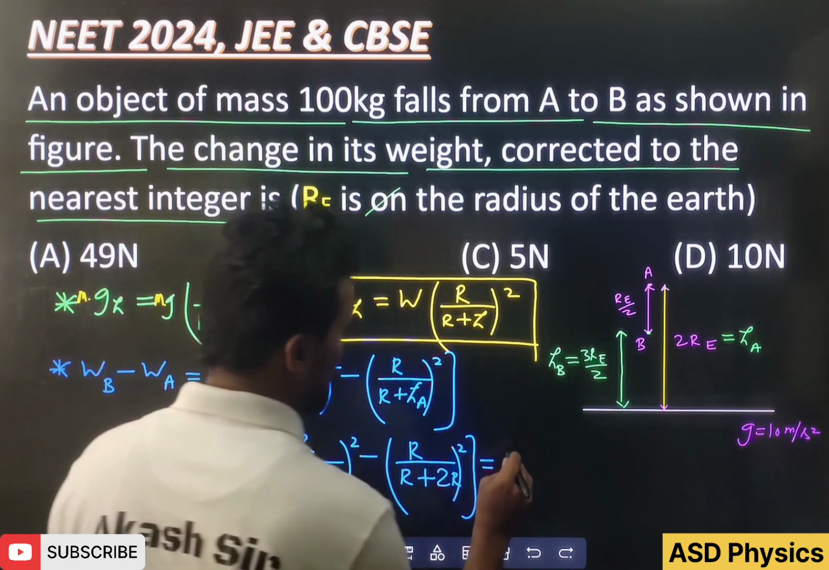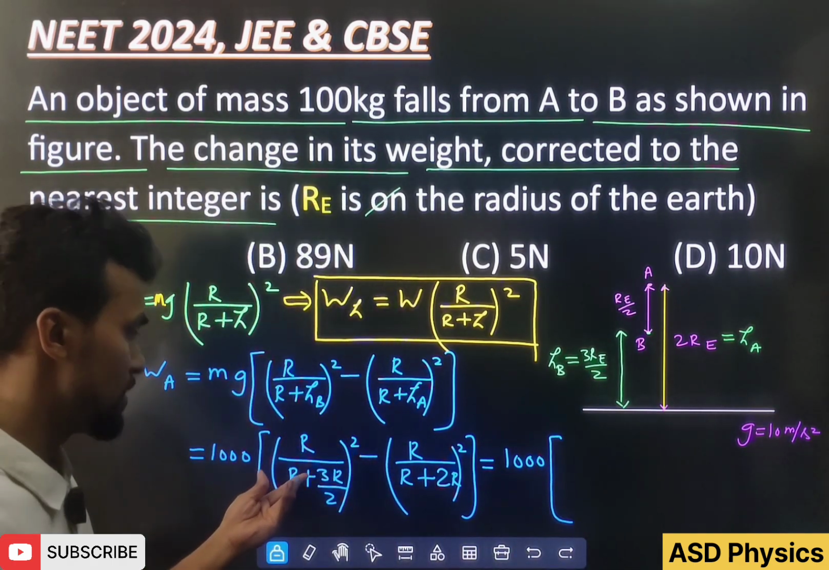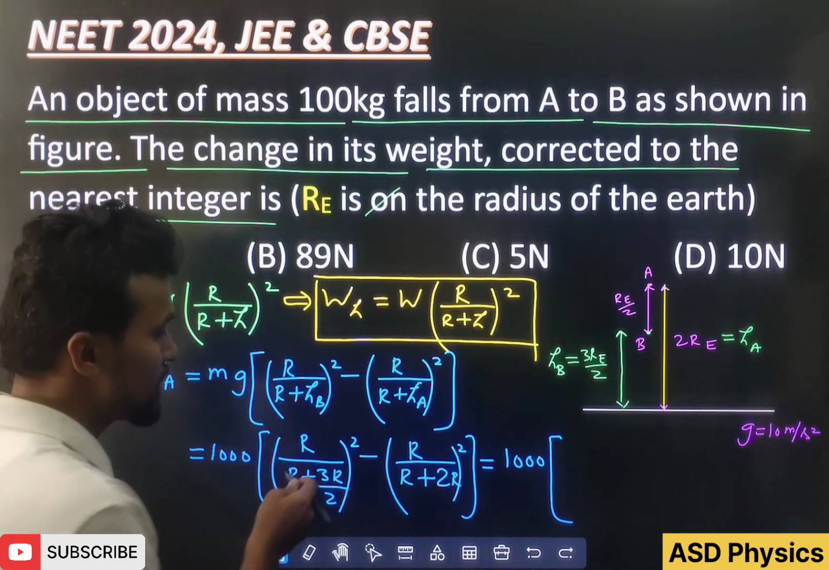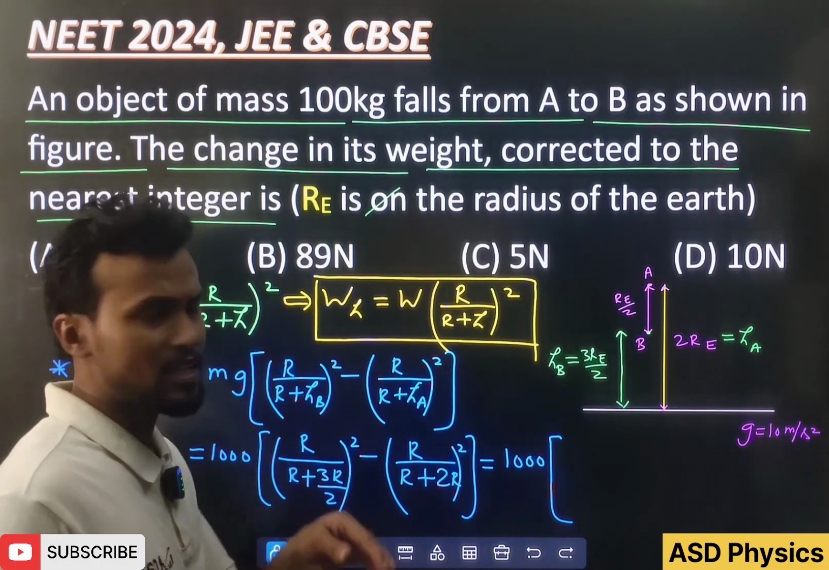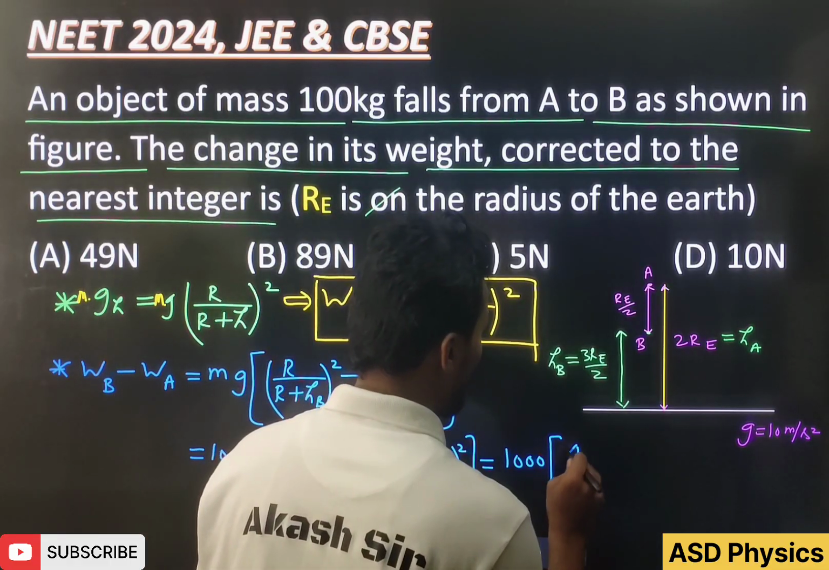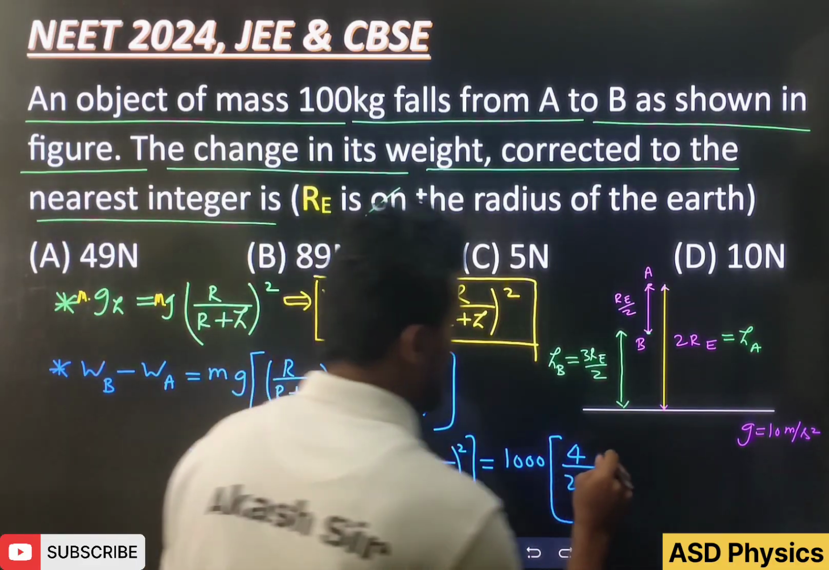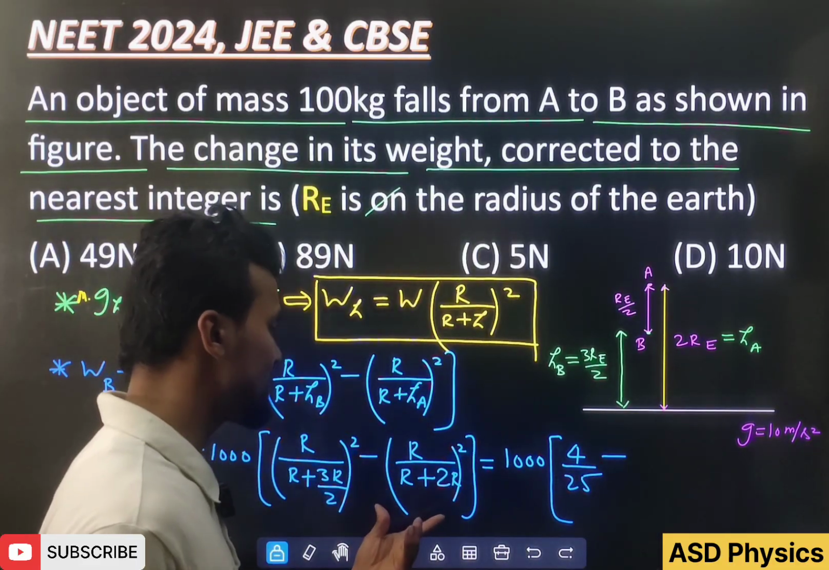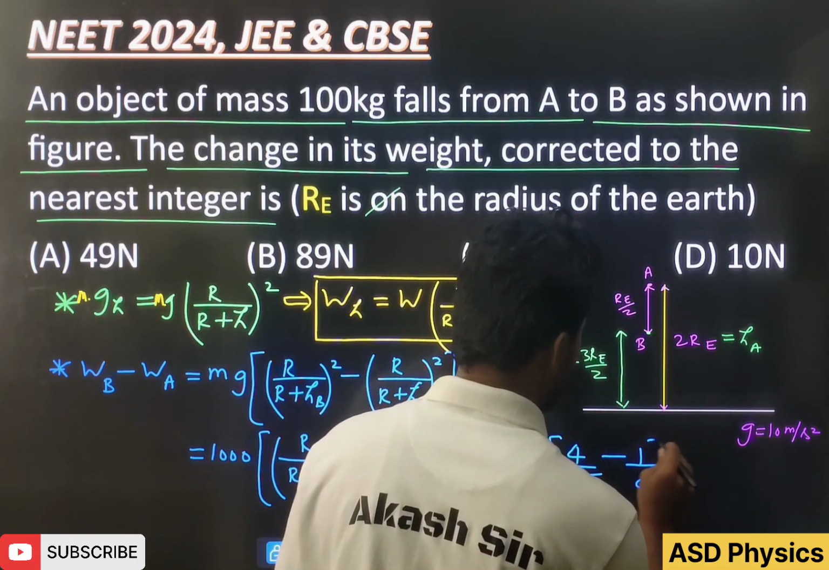Now here it will become 1000, and here you can see R plus 3R by 2 means it will become 5R by 2. Okay, so R by 5R by 2, R cancels. So when you simplify this, it will come 4 by 25. Okay, 4 by 25, just simplify this. Minus, here you can see R by 3R whole square. So R cancels, this will become 1 by 9.